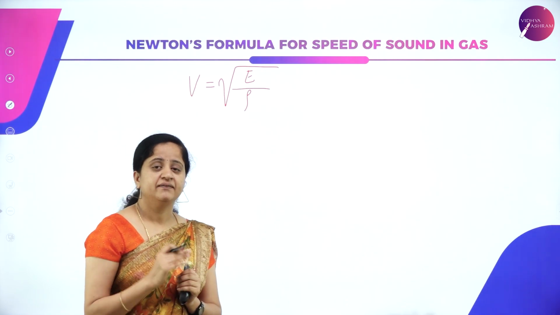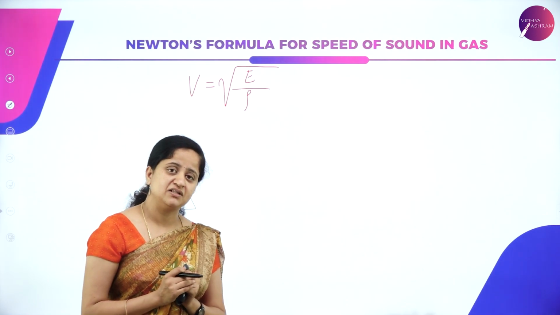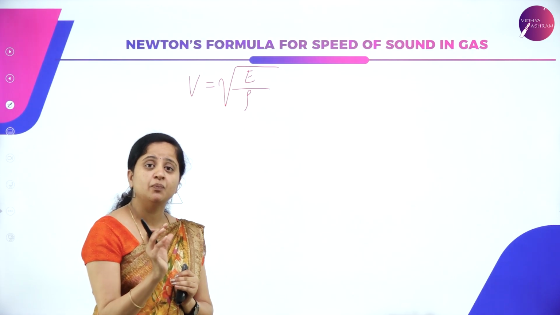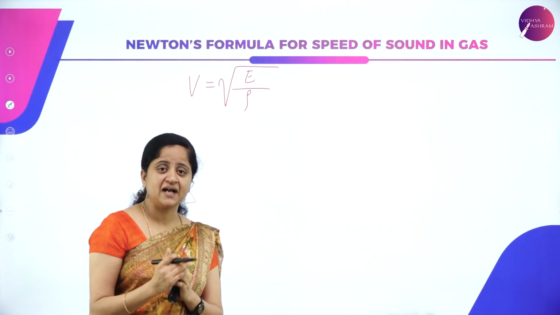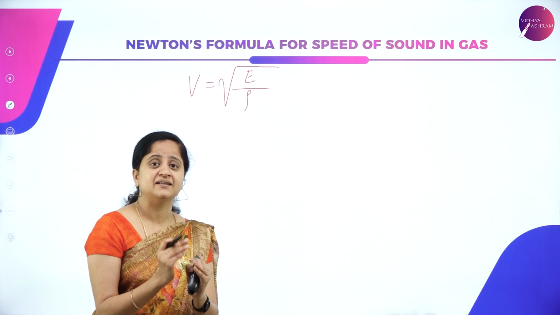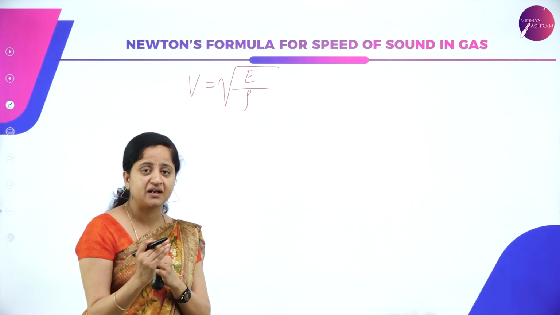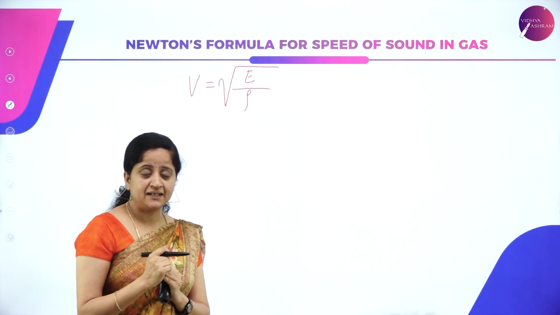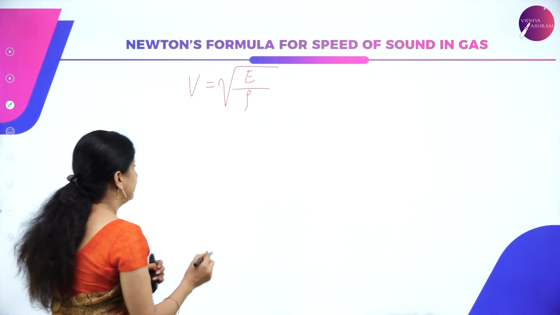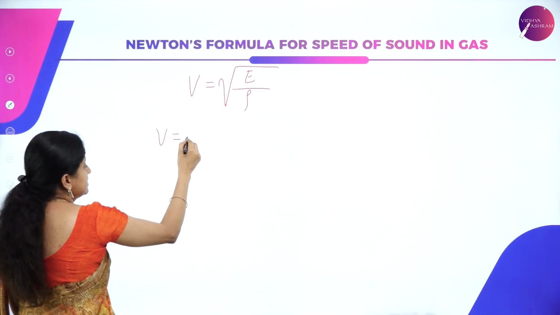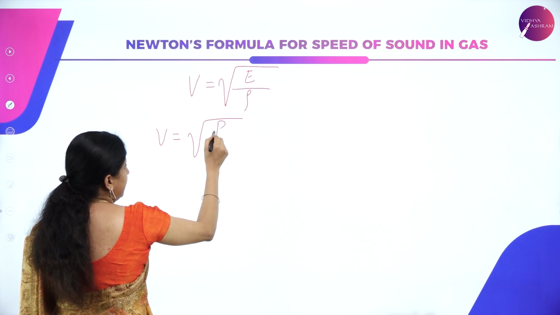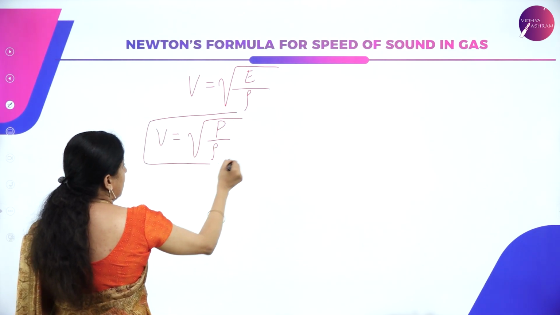As we all know, in an isothermal process the temperature remains constant and it is a very slow process. So he assumed that it is a very slow process, so that the system and the surroundings get enough time to exchange the heat energy, and he gave the formula for speed of sound, that is V is equal to root of P divided by rho. So how to get this?